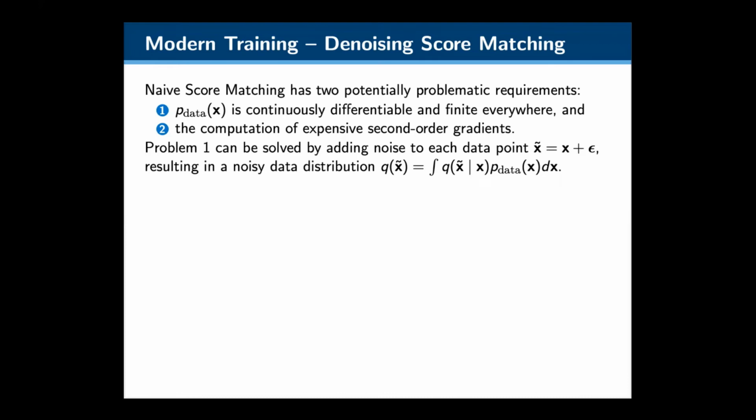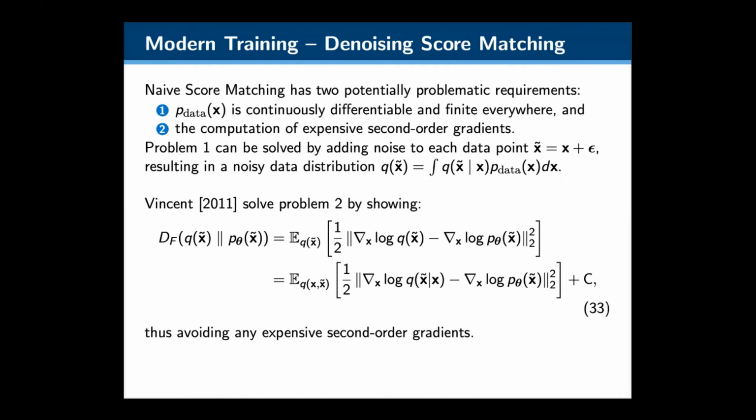So problem one, of needing to have a well-behaved data distribution, can be solved by just adding a little bit of noise to our data. And this ends up giving us some noisy data distribution, which is well-behaved enough, as long as the noise distribution itself is well-behaved. So if we have a nice, continuous, smooth noise distribution, that means that our noisy data distribution will be well-behaved enough for score matching to work.